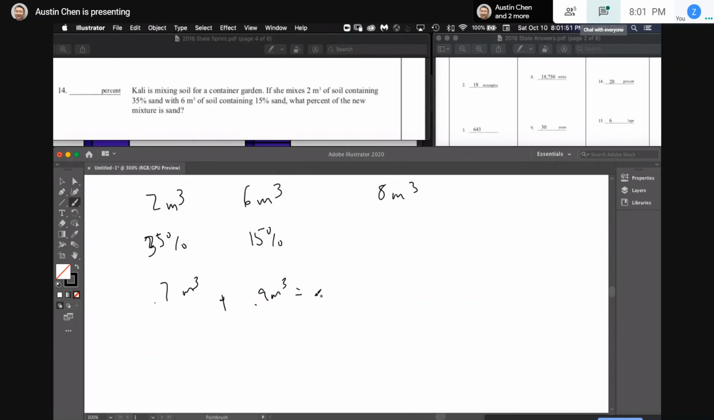So that means the amount of sand that we have here is going to be 1.6 meters cubed. And then to find the percentage of sand, that's just going to be this divided by 80 meters cubed, which is just 0.2. And then convert that into percent, that's just 20%, which is our answer.